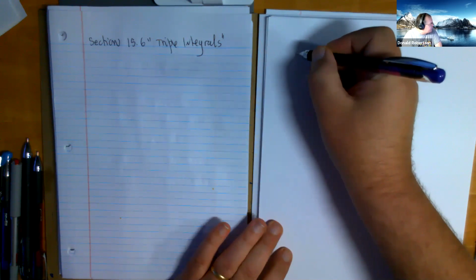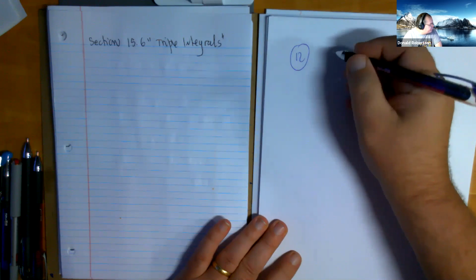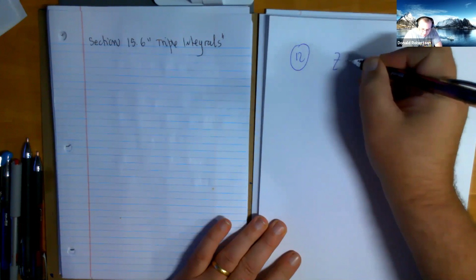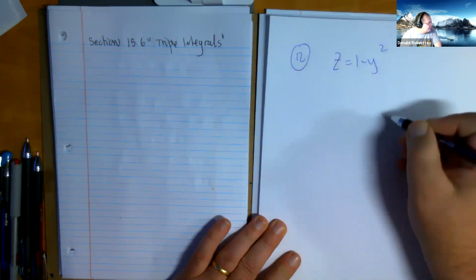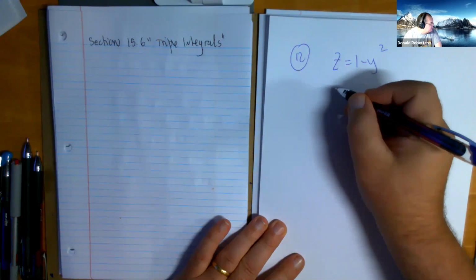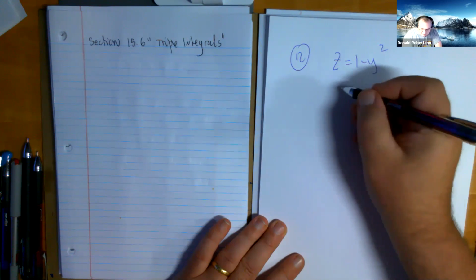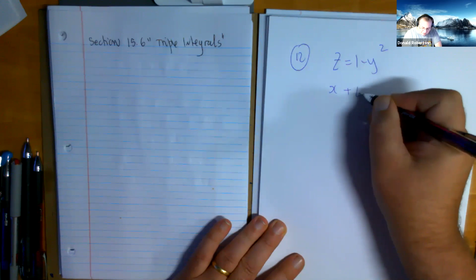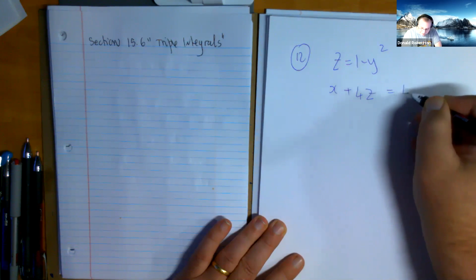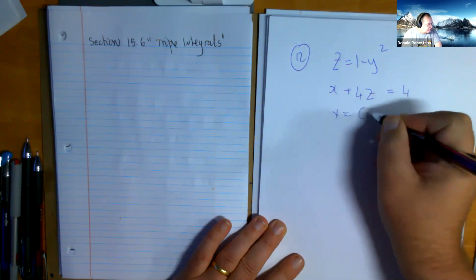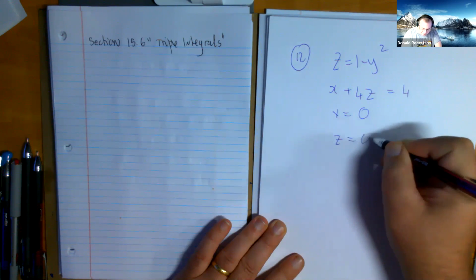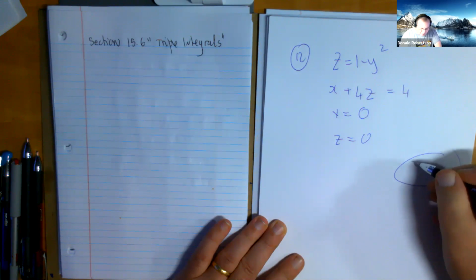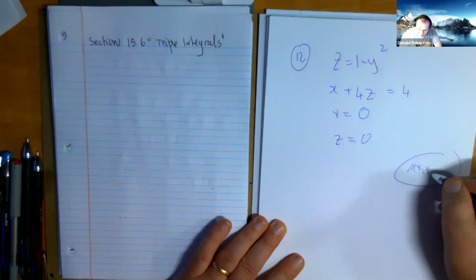Writing down the beginning of question 12. We have z equals 1 minus y squared. That's a cylinder, okay, I'll take the word for it. There's x plus 4z equals 4. There's x equals 0, and there's z equals 0. And the bit I'm not going to have time for is the density function.